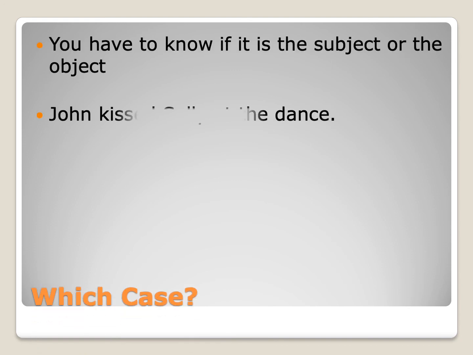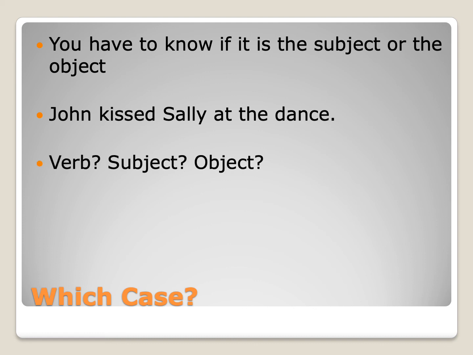All right, so which case you have to know if it's subject or object. So again here, Johnny kissed Sally at the dance. Who's doing the kissing? Johnny, so he's the subject. So we're going to replace that with the pronoun. We use the subject pronoun, which is he. Who got kissed? Sally. She's receiving the action, so she's the direct object. So we have to use her. He kissed her at the dance. And that's what you've got to figure out.